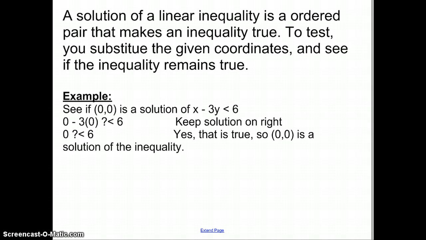Keep the solution on the right-hand side because you want to see if the values of x and y are actually less than 6 without moving the 6 around at all. So we're going to put 0, 0 in. So we have 0 minus 3 times 0. And is that less than 6? 0 is less than 6. That's true. So 0, 0 is a solution of the inequality.